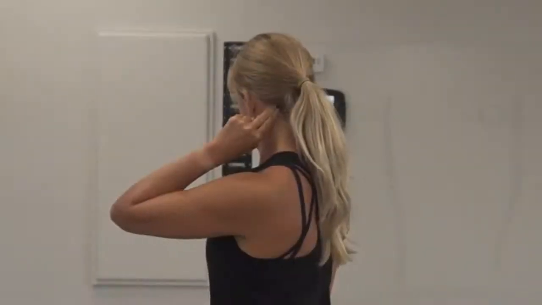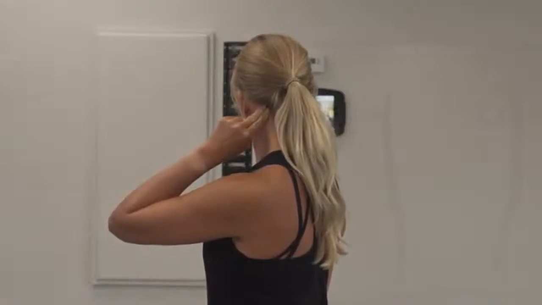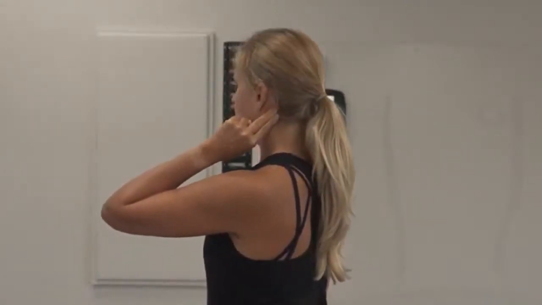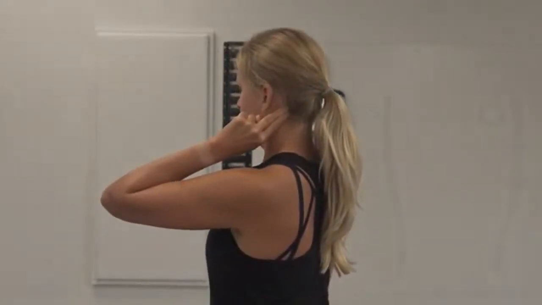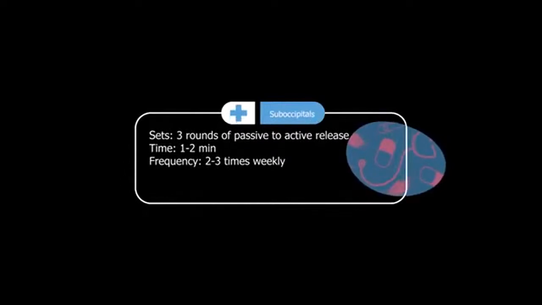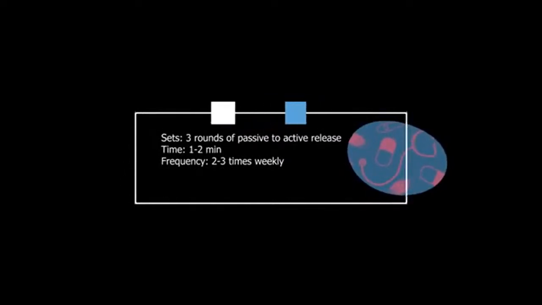Hold the position for roughly 10 seconds, then resume the process and stretch a little bit further by repeating the actions until a new barrier for stretch is found. Once again, make sure no pain is felt. Once you've gone through the process, complete the same steps on the opposite side of the body before moving on.